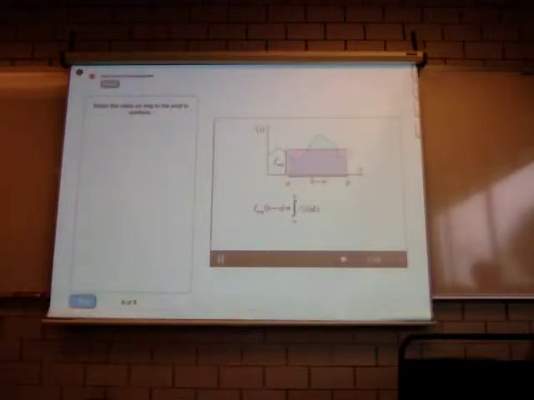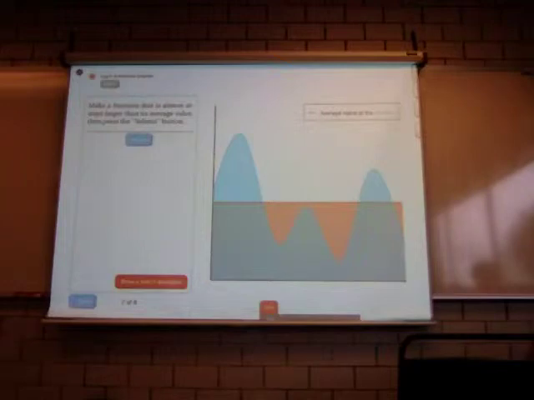Next, you'll get a chance to make your own function and see its average value. In this interactive, first you can make any function you want by editing this blue curve. The orange line here indicates the average value of your function, and the area of the rectangle underneath that line equals the blue area under the curve. Try making a function that's almost always larger than its average value.